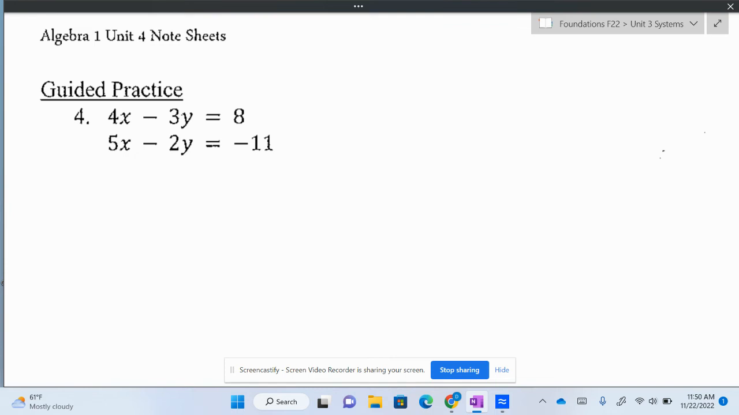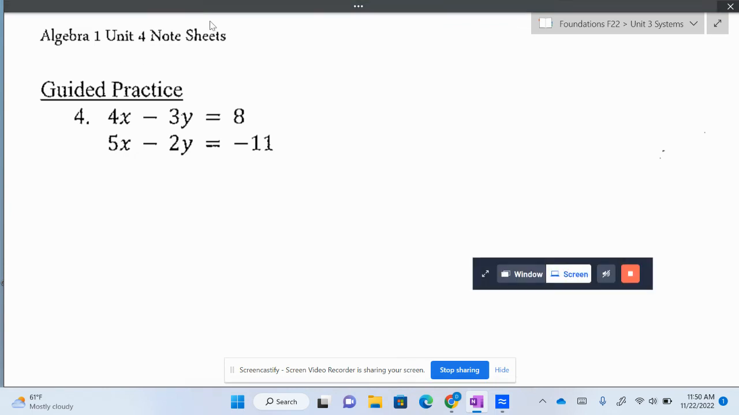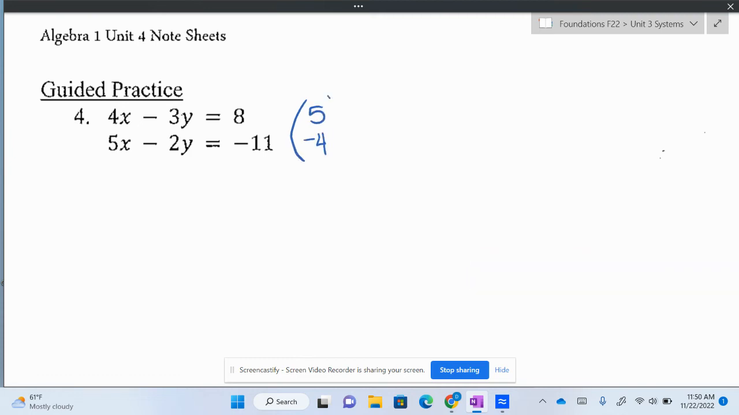Okay? So you get to choose what you want to eliminate. I try to always eliminate the x's. I don't know why, that's just how I was taught. Like always get rid of the leading terms, but you guys get to choose what you want to get rid of. So do you want to get rid of the x's or the y's? X's, okay. So we're going to multiply the top by 5 and the bottom by negative 4. And remember, we're multiplying every term.